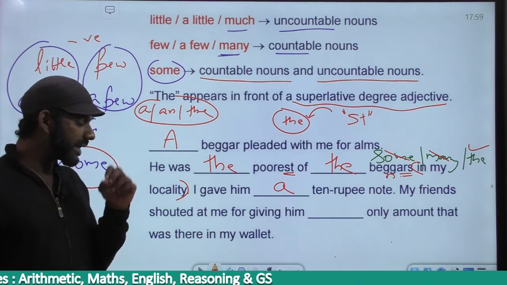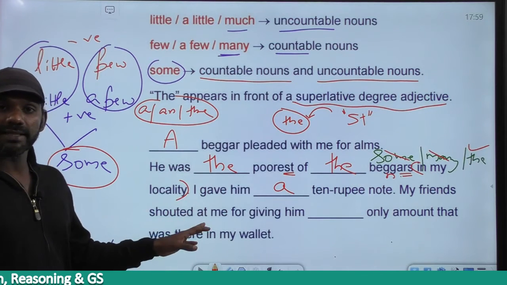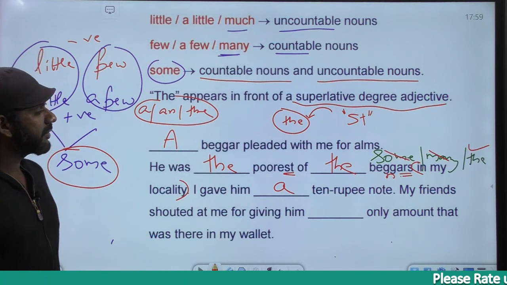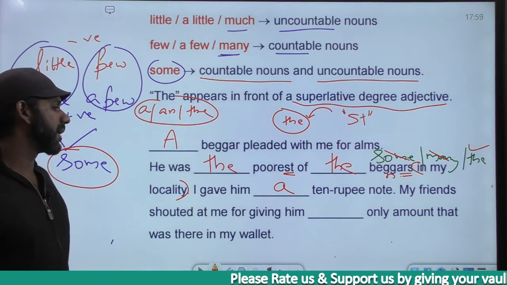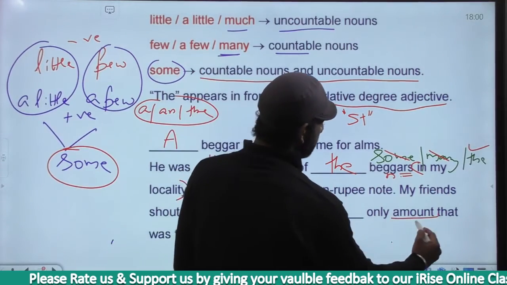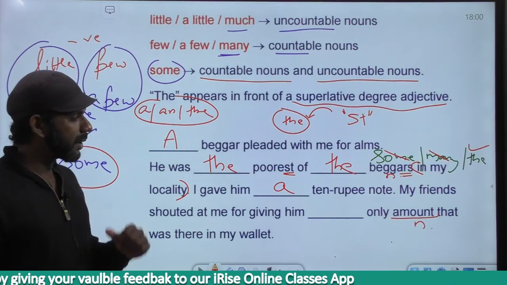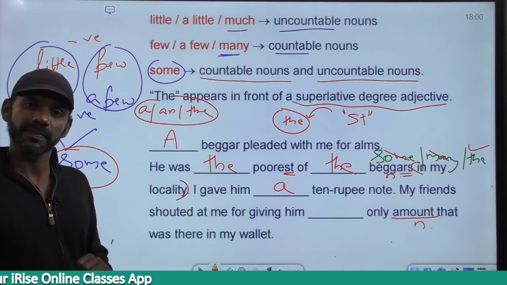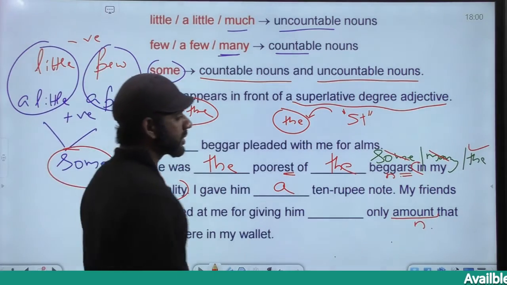My friends shouted at me. Shouted me is wrong. Shouted at me is correct. Shouted is a verb. At is a preposition. A verb followed by a preposition is called a phrasal verb. My friends shouted at me for giving him dash only amount that was there in my wallet. Amount is a noun, right? I told you after every article there must be a noun. In this sentence, is there any detail given regarding the noun amount? Yes. What is that? That was there in my wallet. Amount that was there in my wallet.